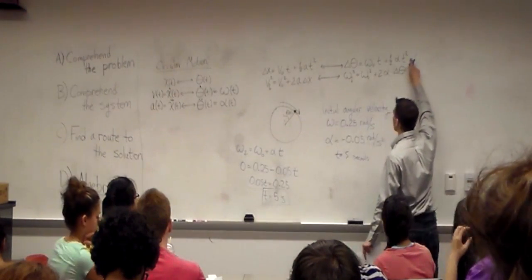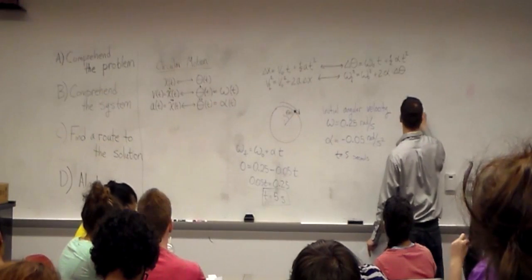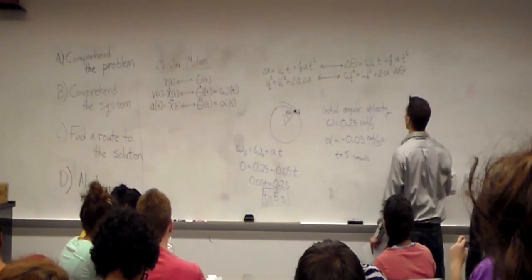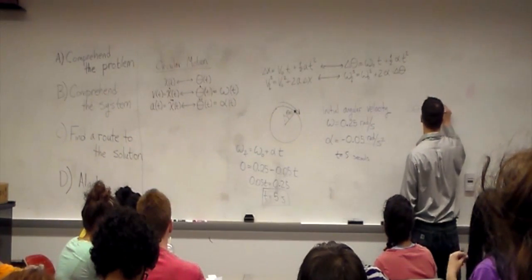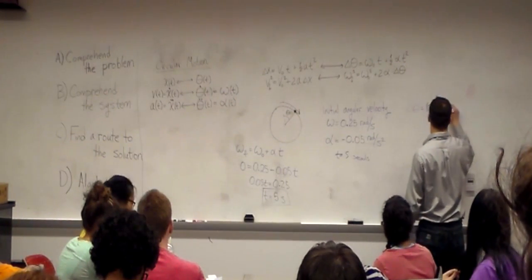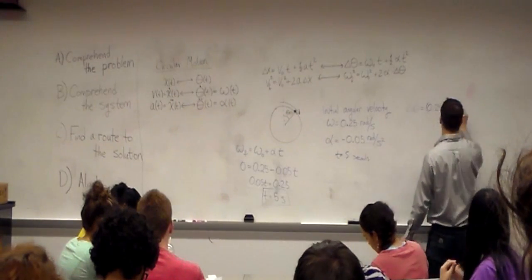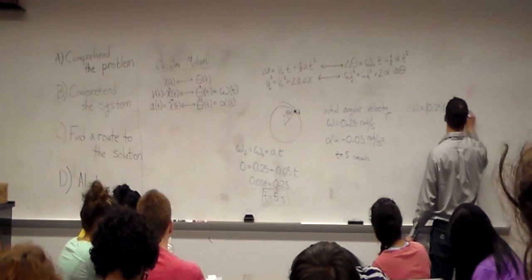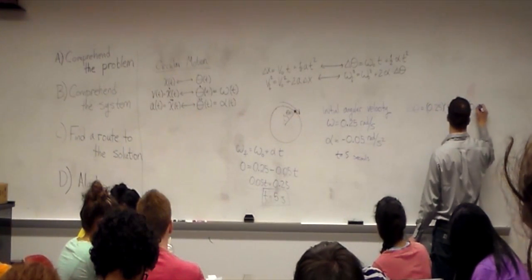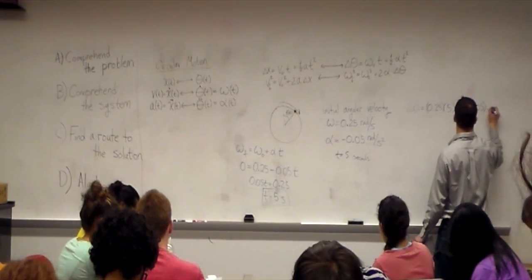So using this equation, delta theta, which I do not know, is equal to omega naught, which is 0.25, times t, which is 5, plus, but that's really a minus because alpha is negative, minus 1/2 times 0.05 times 25.